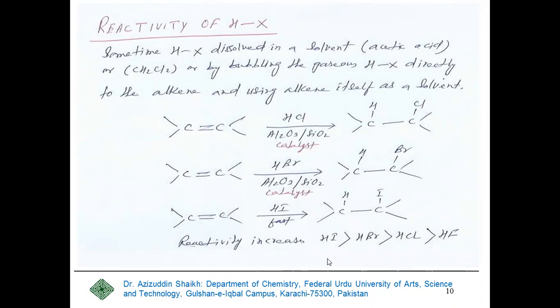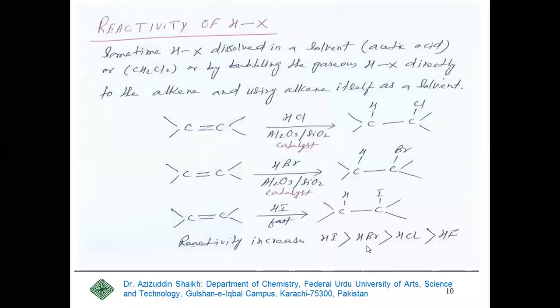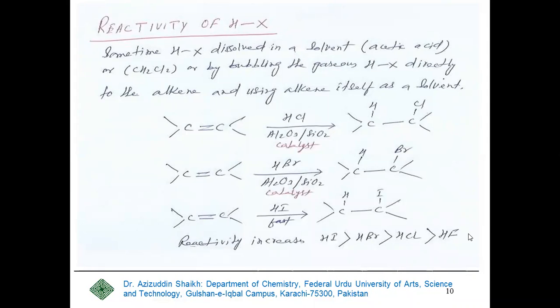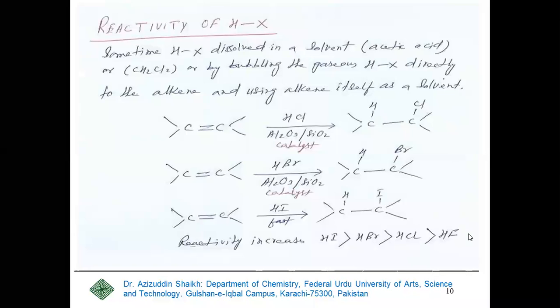So reactivity increases. HI is more reactive as compared to HBr, and HBr is more reactive than HCl, and HCl is more reactive than HF. Why is HF unreactive? The HF is too much reactive, it gives exclusion. So it does not react successfully with the alkene and form the product. So HI gives a successful reaction. It is more reactive, and in the case of HBr and HCl, we require a catalyst.